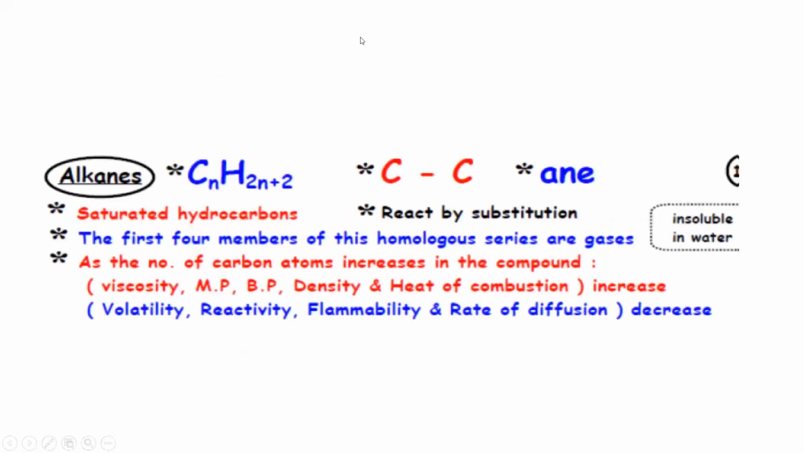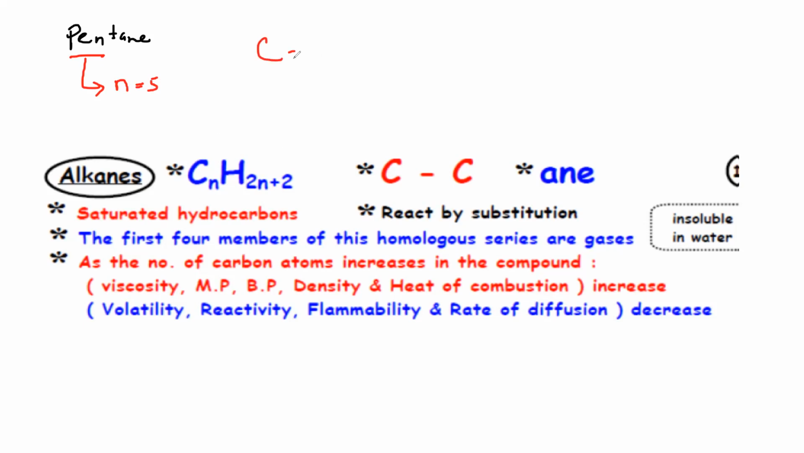First thing, they have a general formula of CnH2n+2. It means if I want to find any alkane, I can use this formula and I'll get the molecular formula. For example, if I say what is the formula for pentane? What is the meaning of pent? The term pent means 5. So what is the value of n? n is equal to 5. So we substitute 5 in this formula.